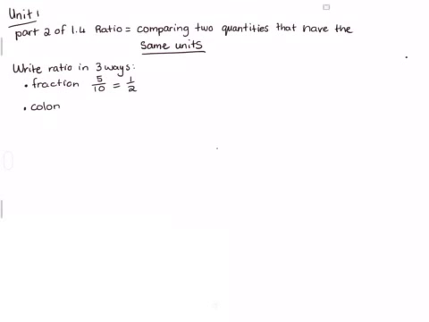You can write them next to each other using the colon. In other words, you would write it like that, and you could still simplify it, and you would read it 5 to 10, 1 to 2. You can also write it in words: compare 5 to 10. The ratio 5 to 10 is equivalent to the ratio 1 to 2.